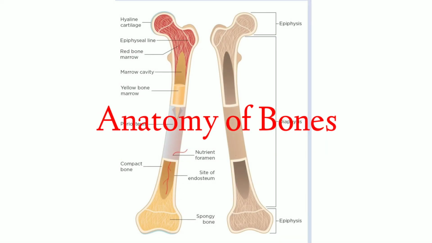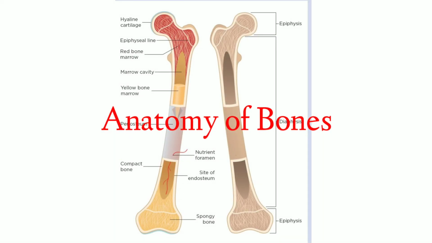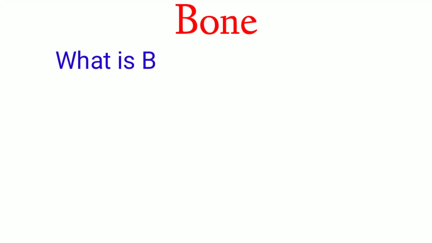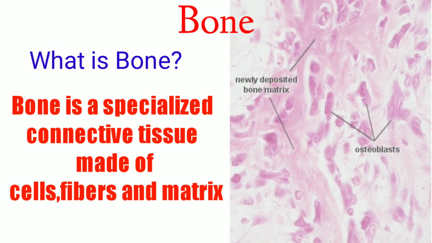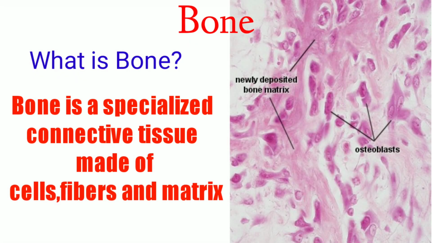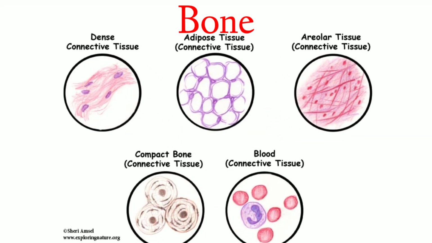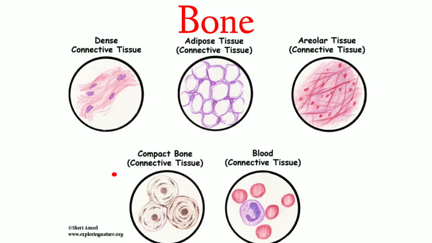In this video, I am going to give you some knowledge about bones. Let's start from the word bone. What is it? A bone is a specialized connective tissue made up of cells, fibers and matrix. There are many types of connective tissues. The bone is one of the specialized connective tissues.